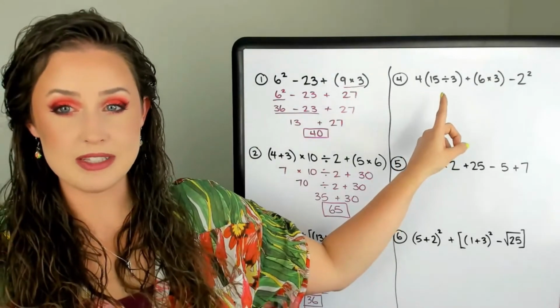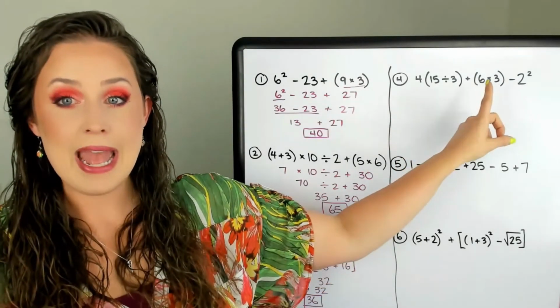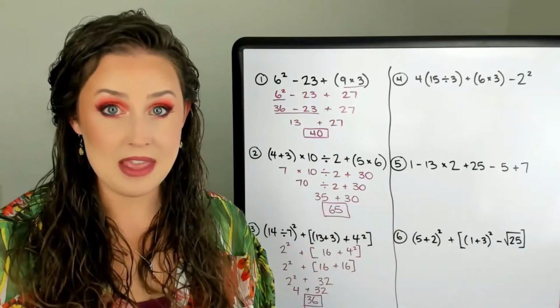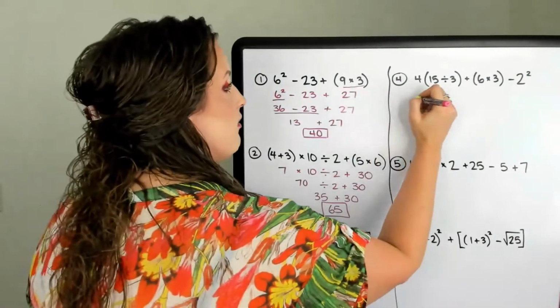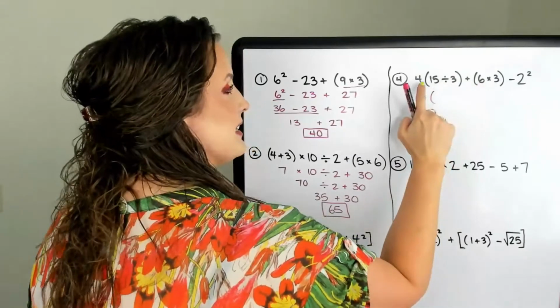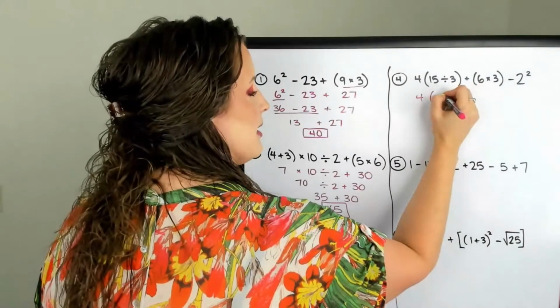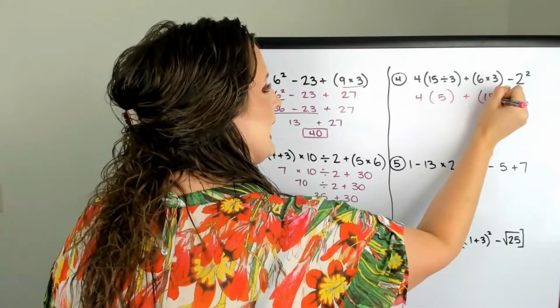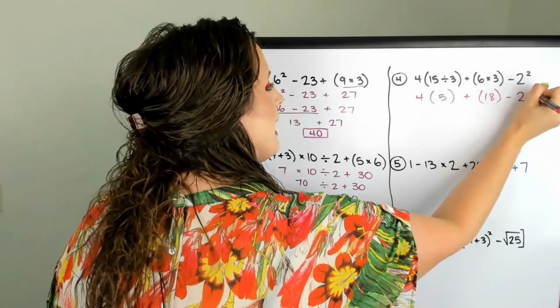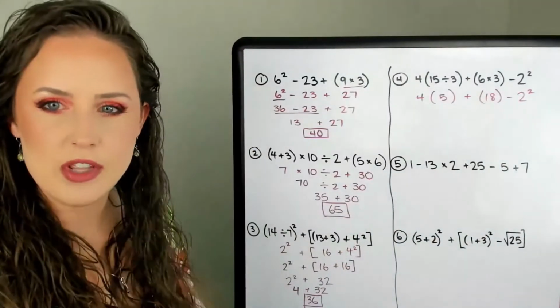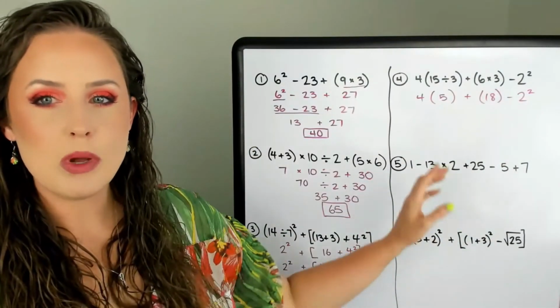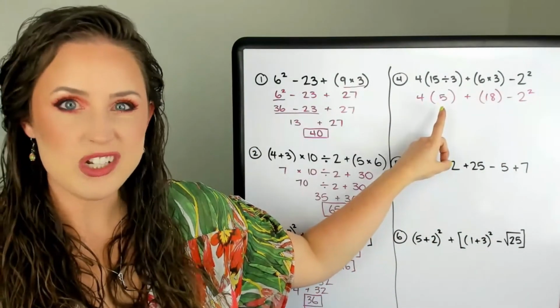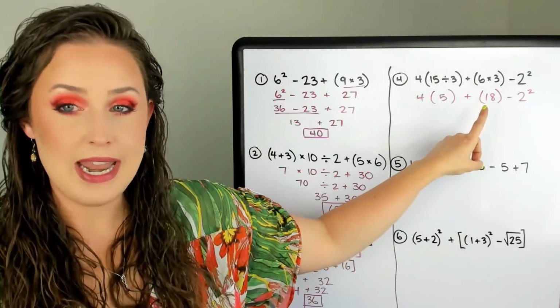So on this one, we have 2 sets of parentheses. So we're going to do this and this. We're going to do what's within them first. So we have 4 times, it doesn't say, but when it's right next to it, it means times. That's going to be 5 plus 6 times 3 is 18 minus 2 squared. Again, just copy everything else. So now that we've solved what's within those parentheses, that's just a 5 now, and that's just an 18.